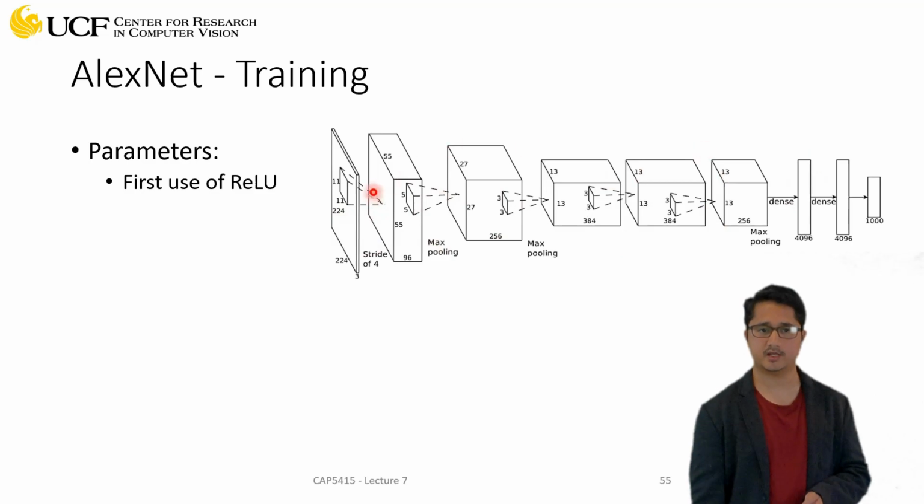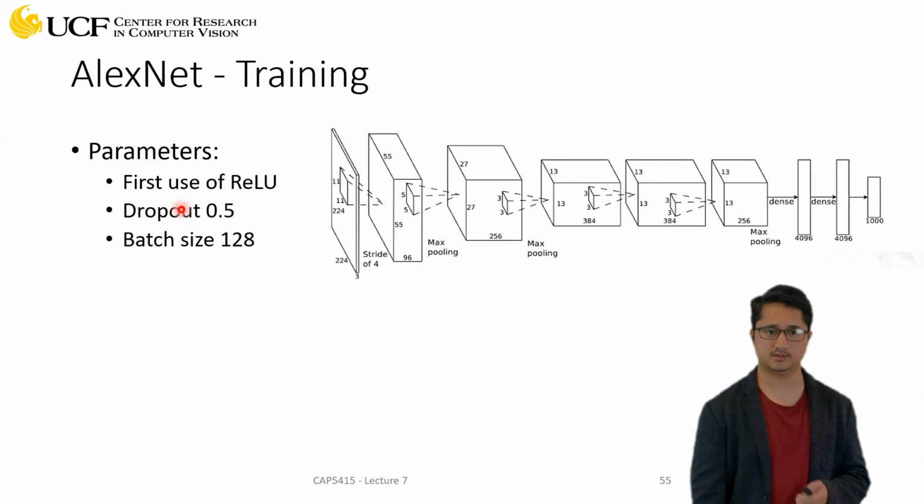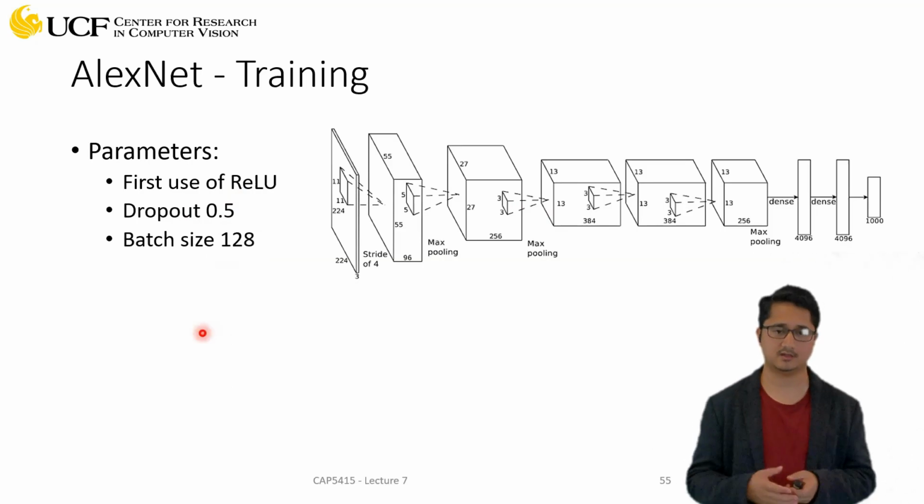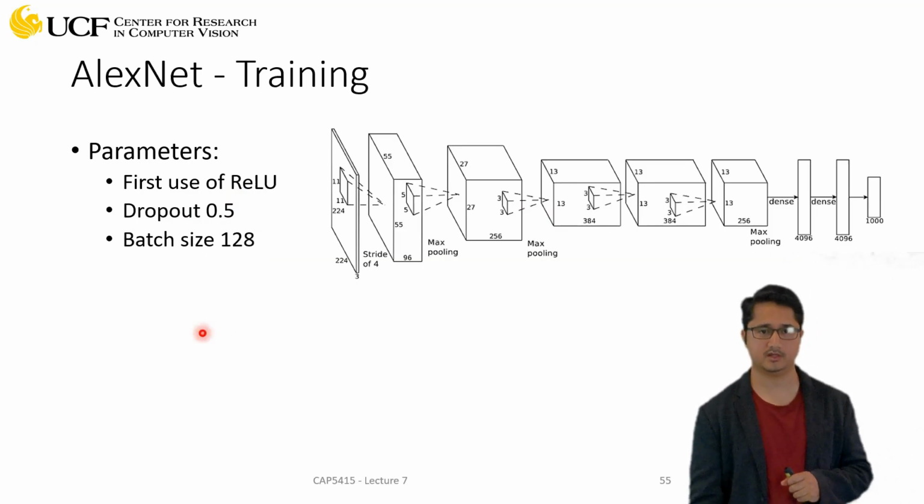Now to be able to train it, what you need is, for example, what activation. So we are using ReLU activation in this AlexNet. And then the dropout is 0.5. You know what dropout is. Batch size was 128. Again, these are the parameters which were used by that first work which started this deep learning revolution. Okay.